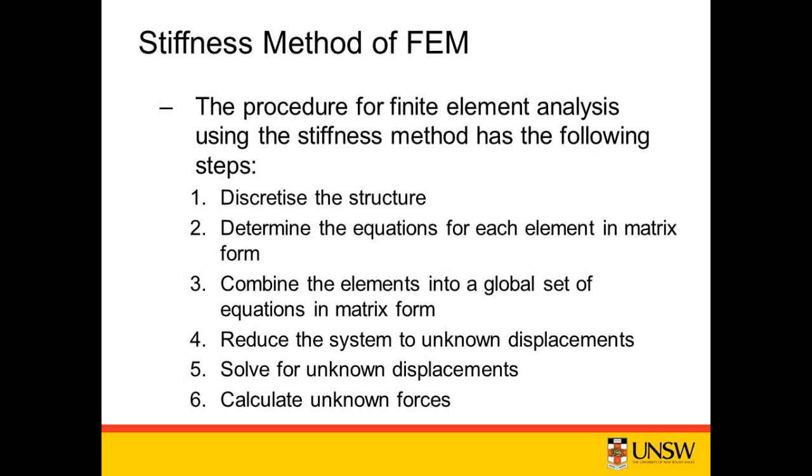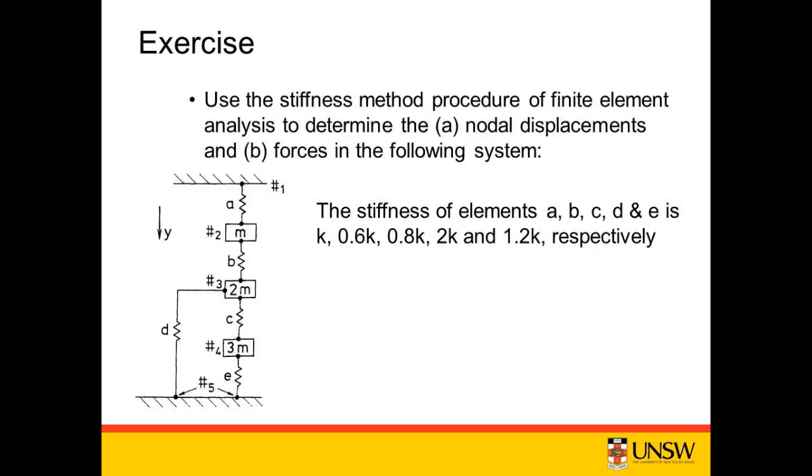So we break the structure down into small pieces. We determine the equation for each piece, and we've done that for a 1D bar. We set a global stiffness matrix together. If any of the nodes are known to be fixed, we can remove those out, solve for unknown displacements, and then we can get secondary quantities like forces and stresses and so forth.